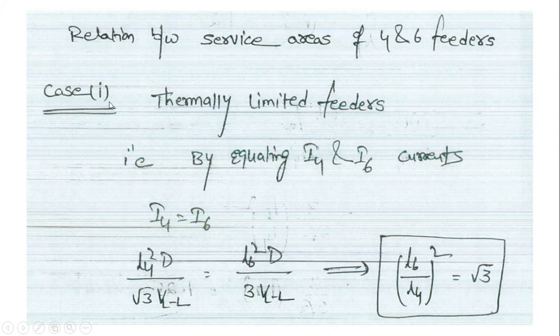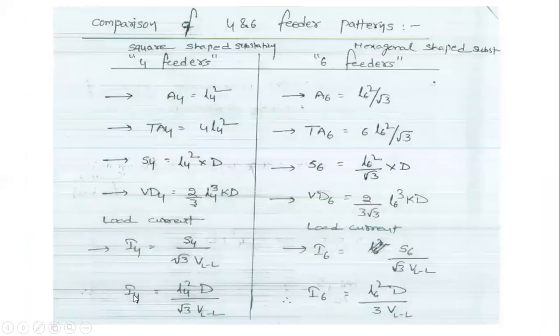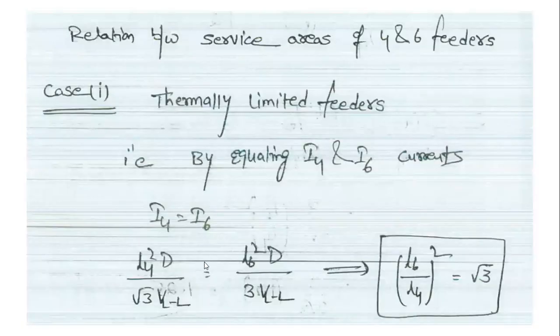First, we are taking case 1, that is thermally limited feeders, by equating the I4 and I6 currents. What is the I4 value? That is L4 square by D into D by root 3 VLL. And what is the I6 value? L6 square D by 3VL. Okay, that will be equal.